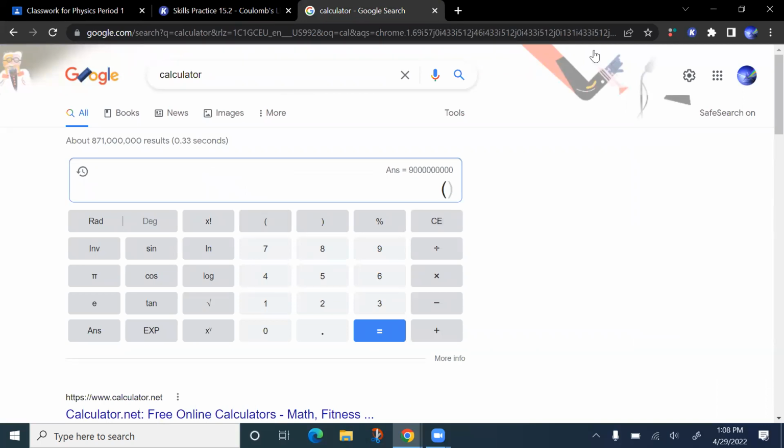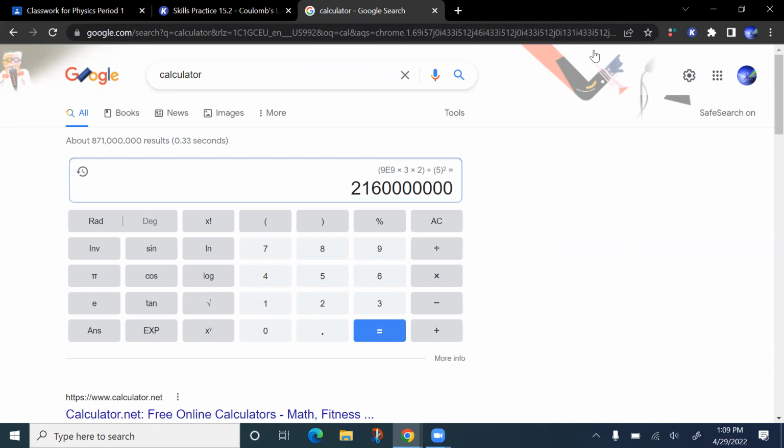Open parentheses, 9 times 10 to the 9, times 3 coulombs, that's the first charge, times 2 coulombs, that's the second charge, close parentheses, divide, open parentheses again for the R that separates the 2 charges. The distance was 5 meters, close parentheses, and square. Okay, we get a pretty big number.